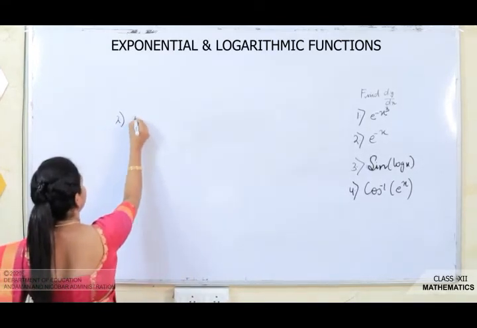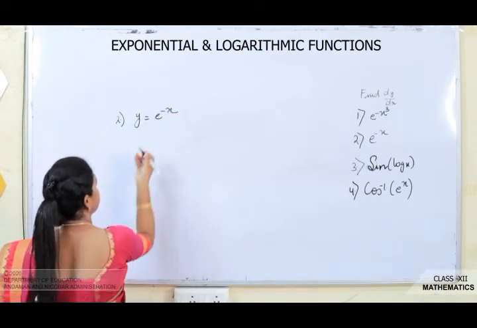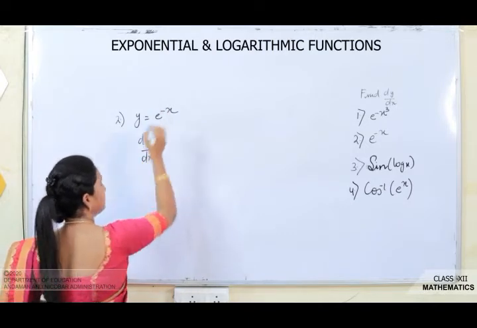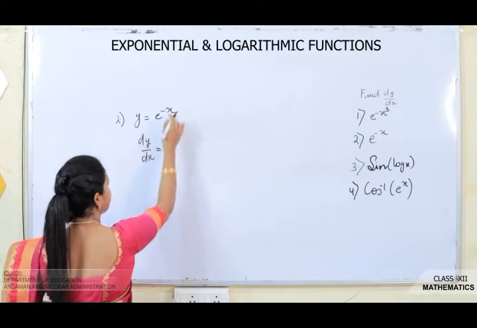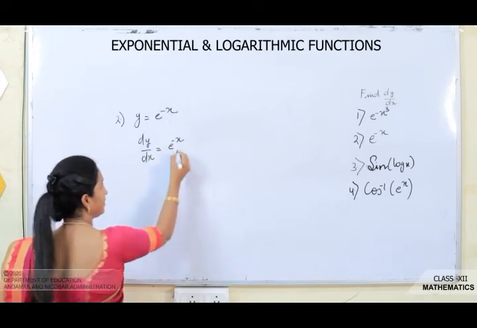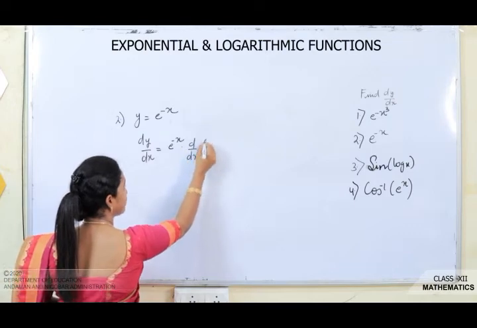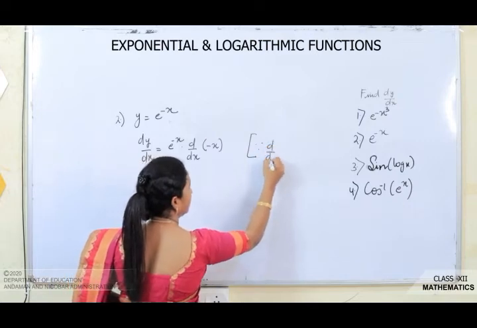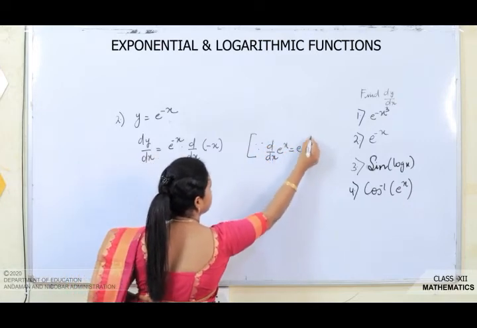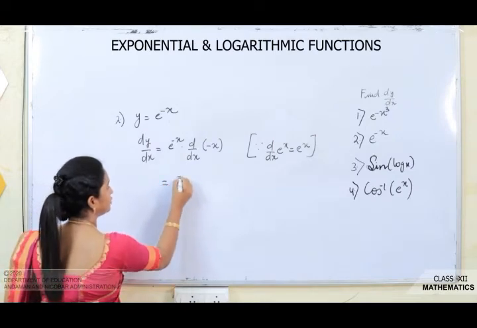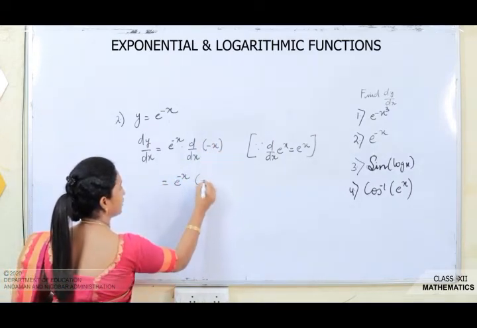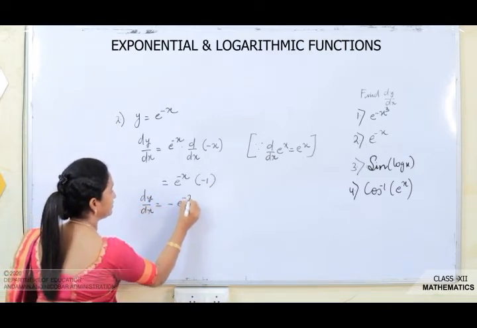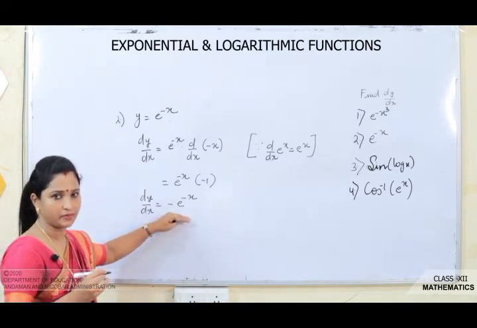Second is very simple, y is equal to e to the power minus x. So when you differentiate it, dy by dx is equal to, what is the differentiation of e power minus x? First, e power something will remain as it is, into d by dx of minus x, since d by dx of e power x is e power x. Okay. So e to the power minus x, and when you differentiate minus x, you are going to get minus 1. So dy by dx is equal to minus e power minus x. Clear? This is a very simple question.